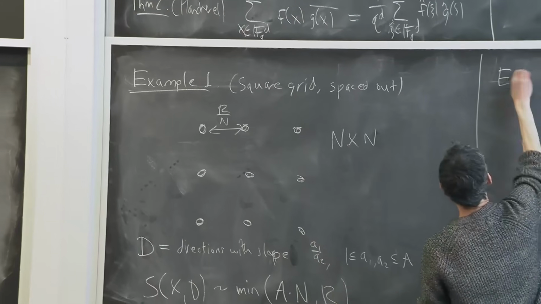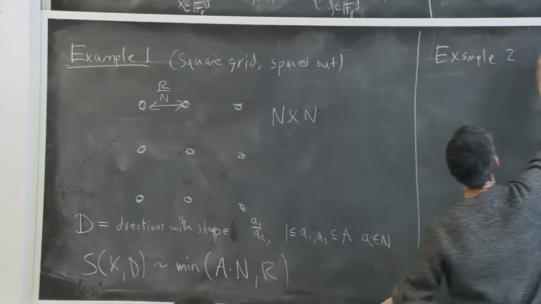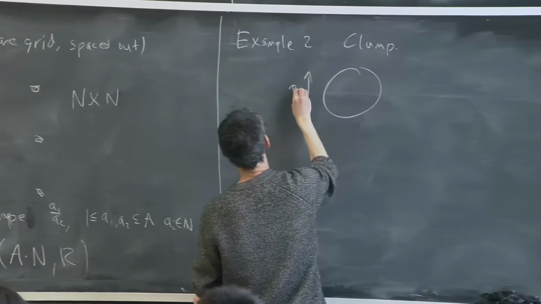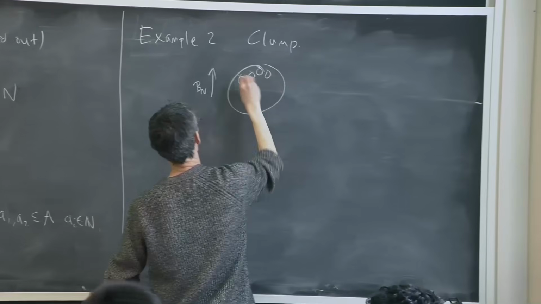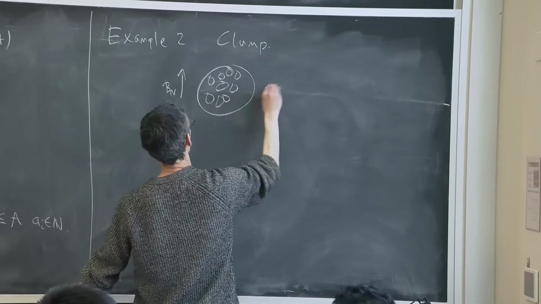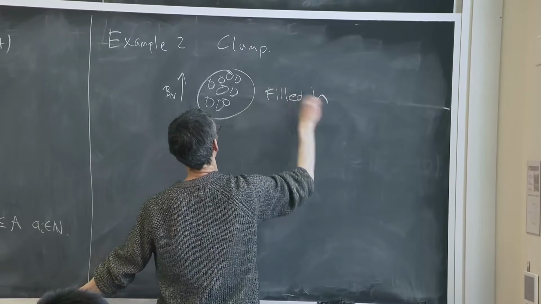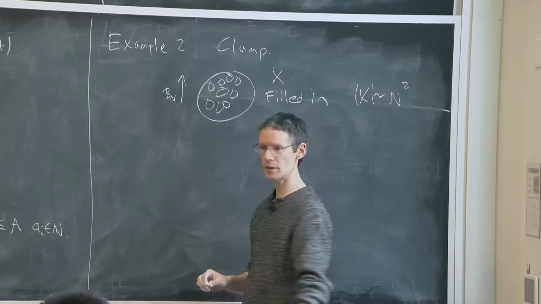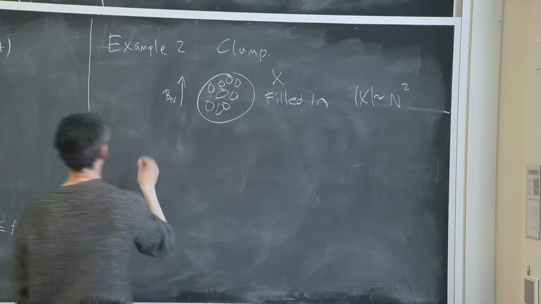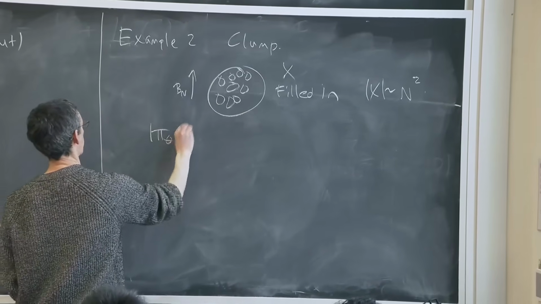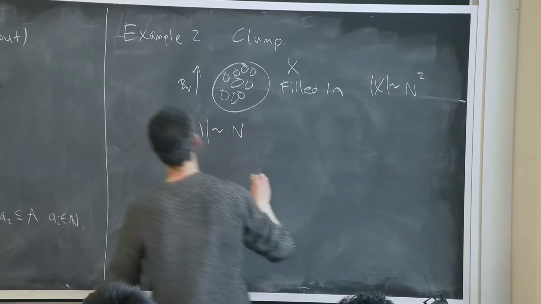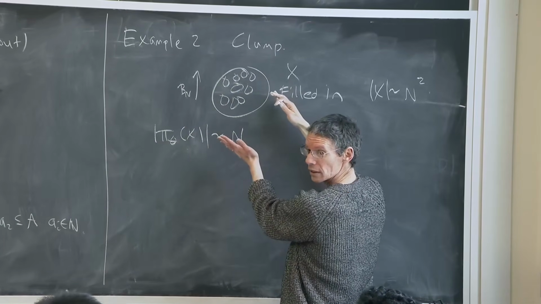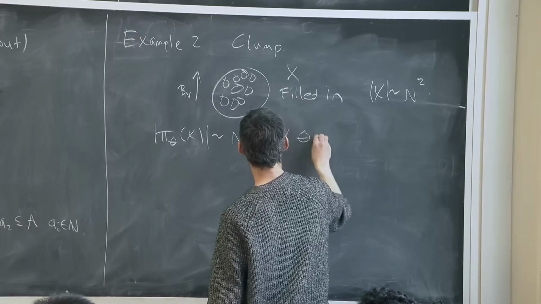So example 2 is a clump. I take a ball of radius n, and I fill it with unit balls. So we still have the number of balls around n squared, but they're much more clumped together. And when we do that, pi theta of x is only around n. We project this set x in any direction, it will be an interval of length n. And so that's true for everything.